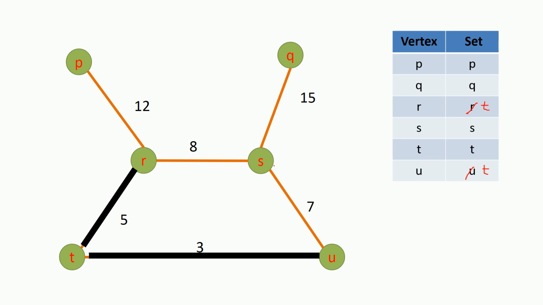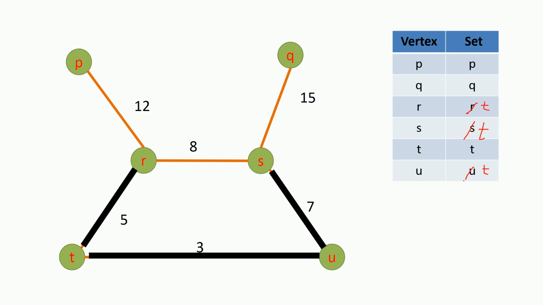S vertex currently belongs to set S and U vertex currently belongs to set T. Since those sets are different, we can add this edge to our MST set. So let me add it, and then we are going to union these sets. Now U vertex's current set has three vertices, so you can either change all these three vertices' sets to S or change S vertex's set to T. Let me do it the easy way by changing S vertex's current set to T. If you did it the other way around, you would have to change R, T, U, all three vertices' sets to S. So currently we have four vertices in our set T.